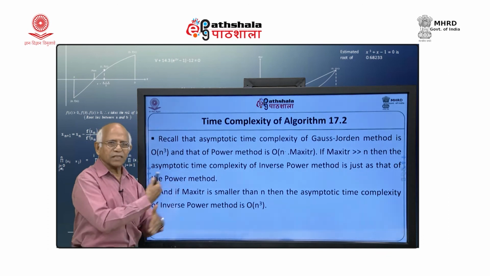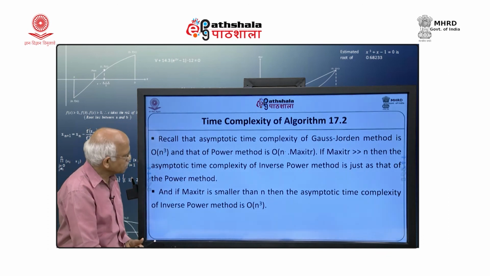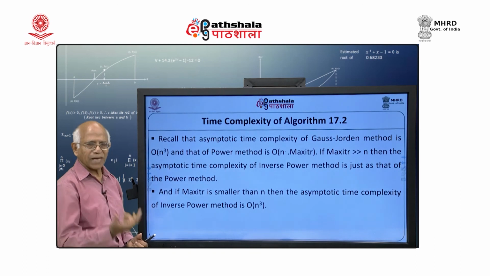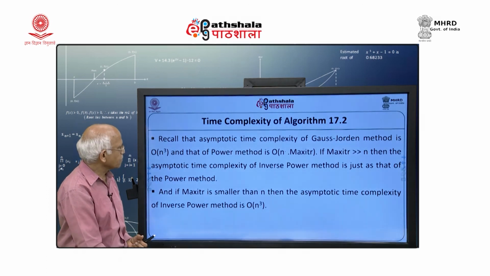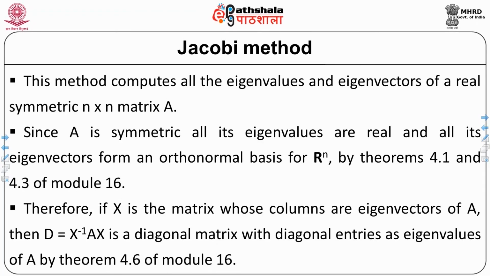So, whichever is larger will give me the asymptotic complexity here, depending on how much value of max iter you are going to consider. So, the third method we are going to consider is the Jacobi method, and this method finds all the eigenvalues and eigenvectors of a real symmetric matrix A.